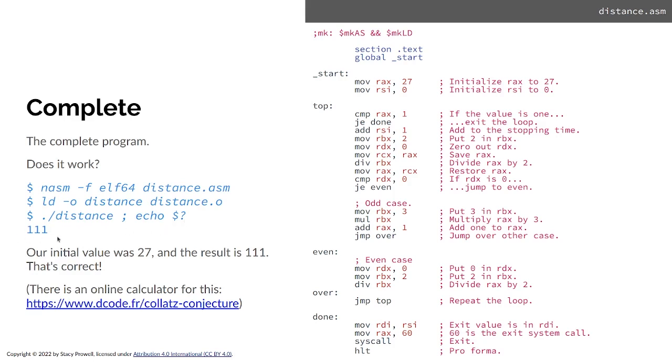Is that right? Well, there's an online tool available here that will let you compute the stopping time for any number you want to enter. Our initial value was 27, our result was 111, and that is in fact the correct stopping criteria for this. And this does it for any positive integer, plug it in, and you'll get the correct stopping time. Great. So that's our initial version of our little program.